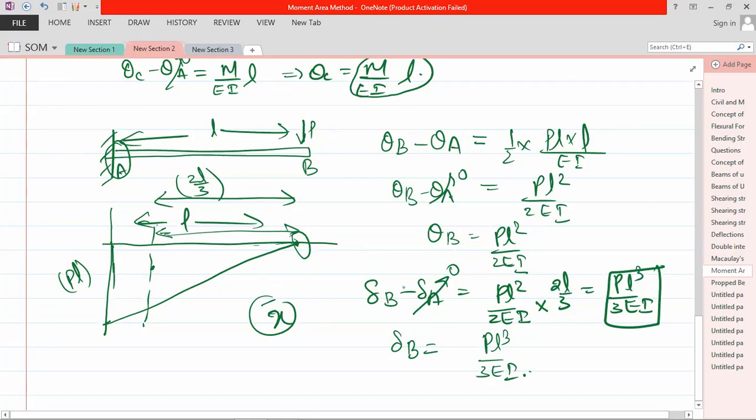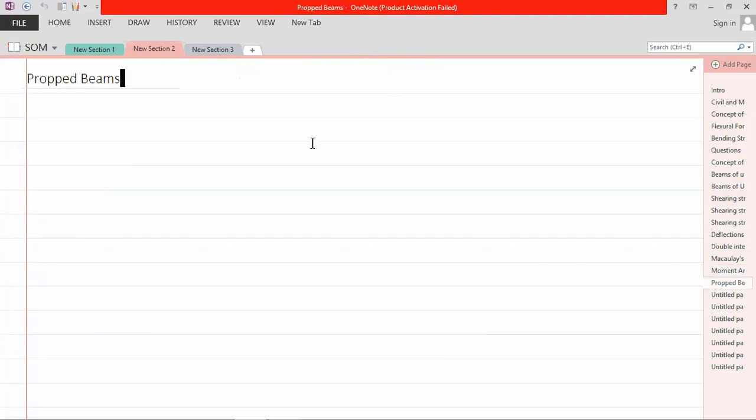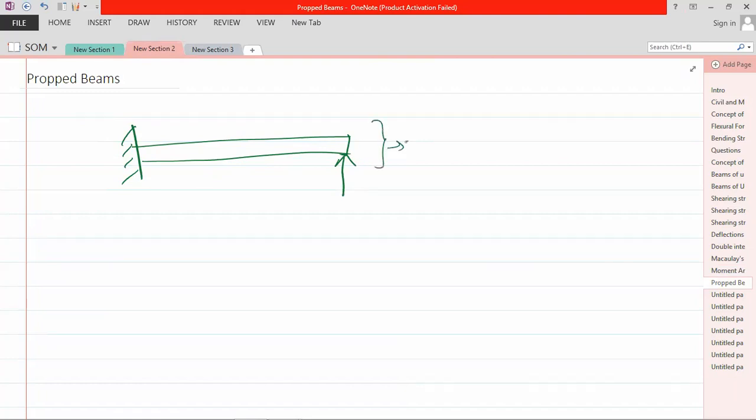Now after this, we are going to do the propped beams. What are the propped beams? Suppose you have a cantilever, and as you know cantilevers deflect very much. So they provide a support reaction at the end so as not to deflect very much. So these are called the propped beams.